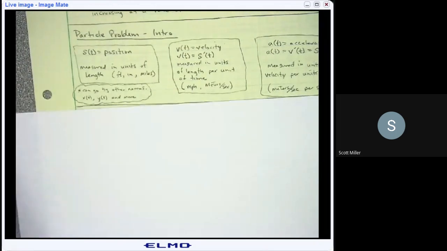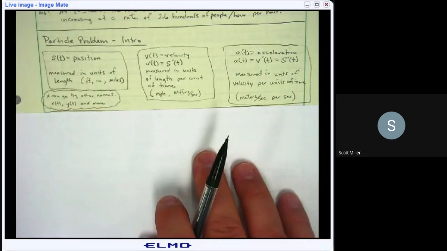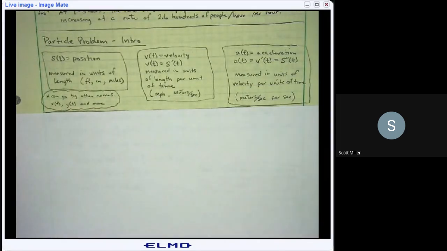Okay, let's look at another topic that we're going to be doing, the particle. This is one of your big problems. You need to know how to do the particle problem. This is the introductory for it, things you need to remember. Okay, so let's take a look.